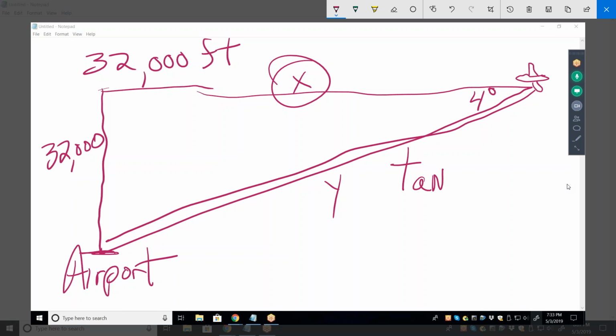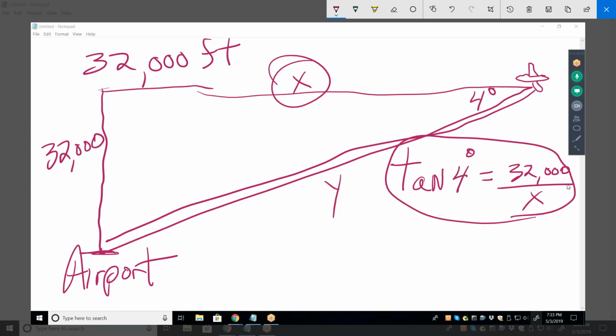Always start your equation off with the trig function, then the angle, which is 4 degrees, and what is that equal to? Knowing SOHCAHTOA, TOA is opposite over adjacent. There's only one variable in that thing. So x is equal to 32,000 divided by tan of 4 degrees. What do you get?